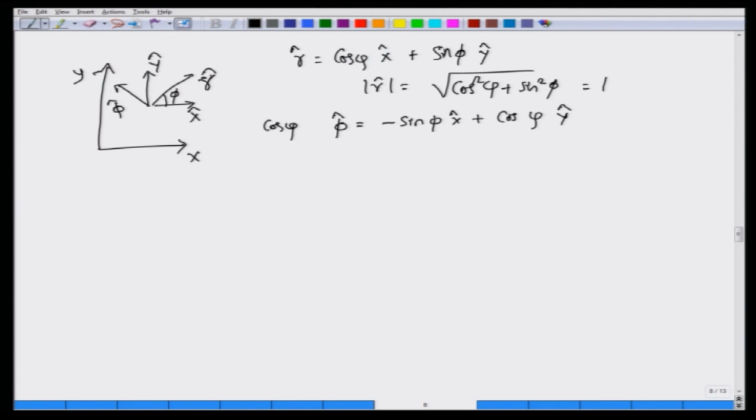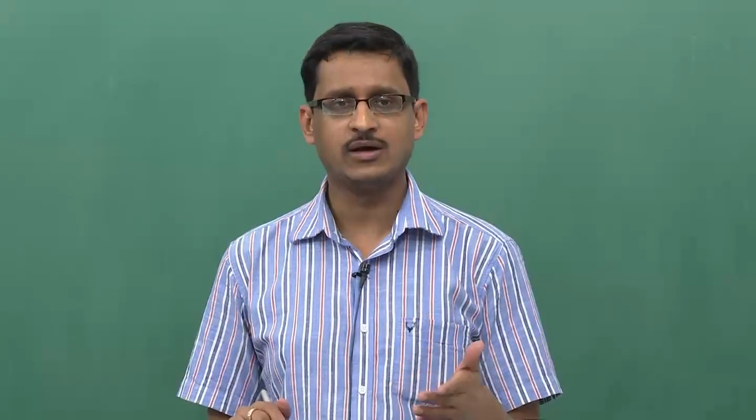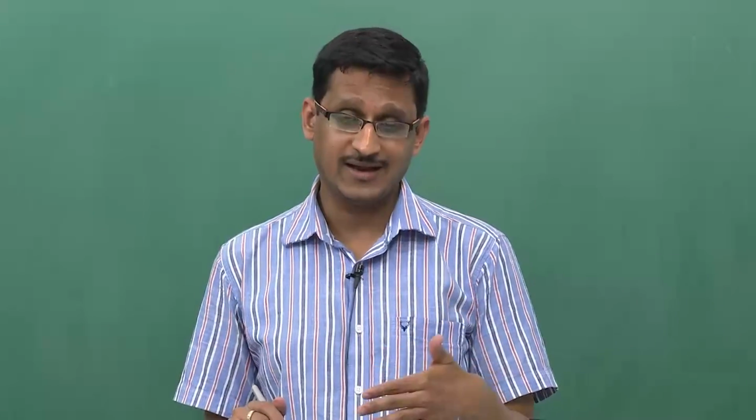Okay. So, I have shown you that the r vector can be written as cos phi along x and sin phi along y, and the phi vector can be written as minus sin phi x plus cos phi y. Okay. So, I talked about this particular thing, that r vector along x is cos phi times x hat, and r along y is sin phi times y hat. What exactly did I mean when I said that one vector is along another vector?